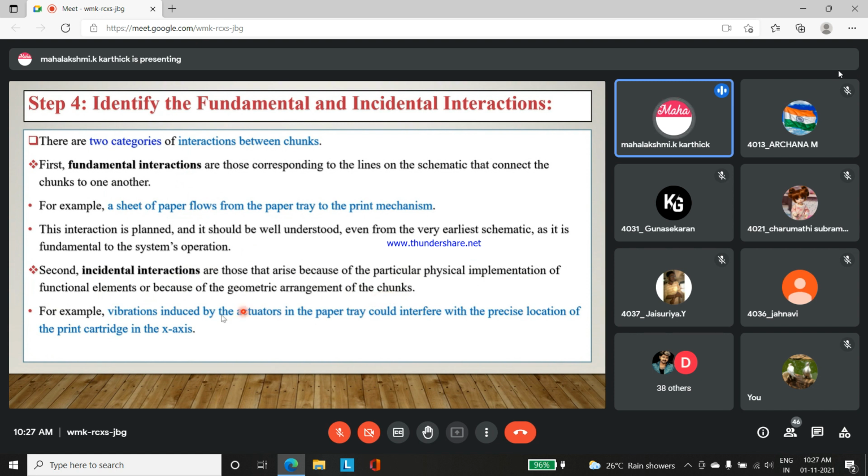like vibrations induced by the actuator in the paper tray could interfere with the prescribed location of the print cartridge in the x-axis.